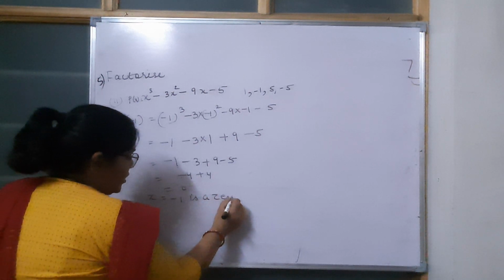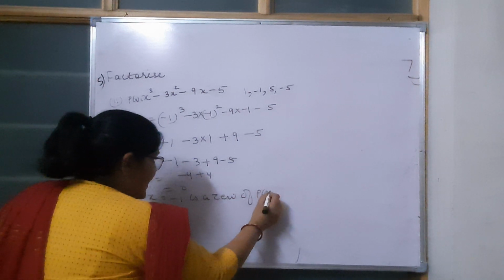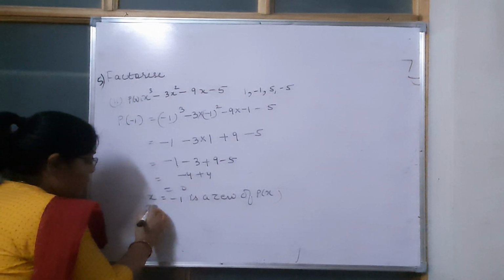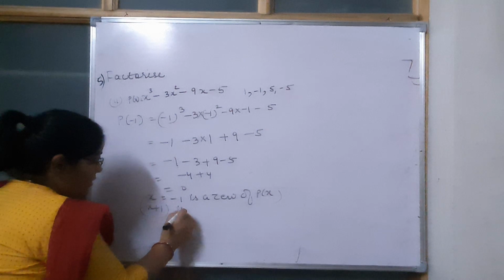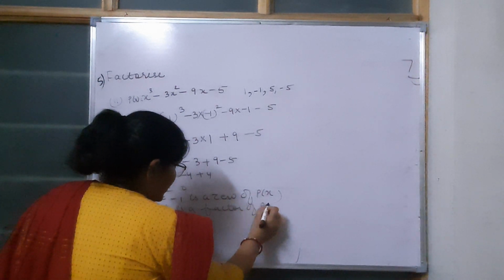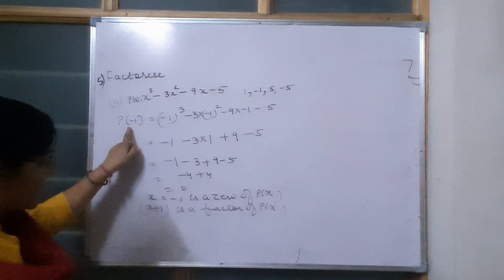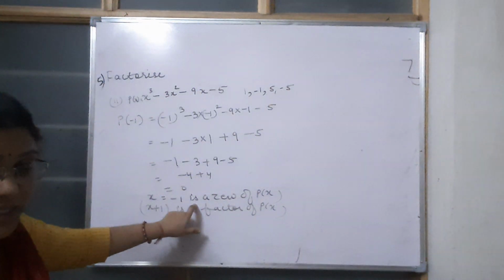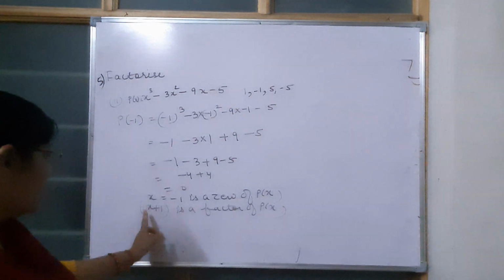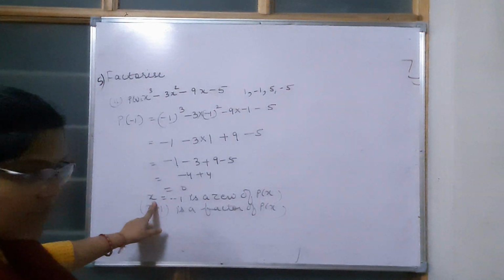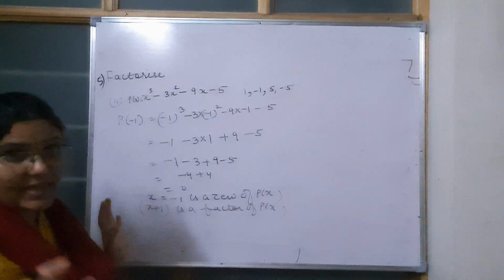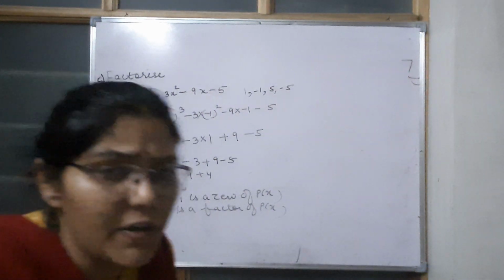If it is coming 0, this implies that x equals minus 1 is a 0 of Px. If x equals minus 1 is a 0, it means x plus 1 is a factor of Px. We have discussed this thing in previous questions also, right? Minus 1, when it is transposed to the left hand side, becomes plus 1. So x plus 1 is a factor of Px. I hope everybody is very much clear with the first step.